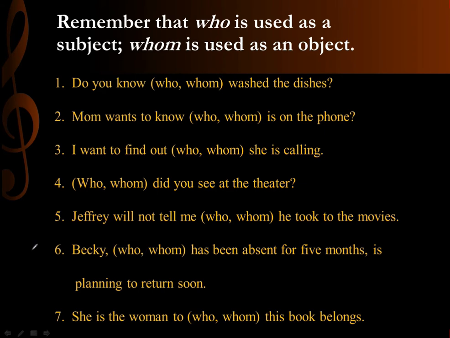Number 7, she is the woman to who or whom this book belongs. Isolate the clause, as I told you, it will always begin with who or whom. Do not be sidetracked there. It will begin with who or whom. Second, find the verb. What's the subject of that verb? Ask yourself, what is belonging? It's the book that's belonging. And since I already have a subject for this clause, I have to choose whom.